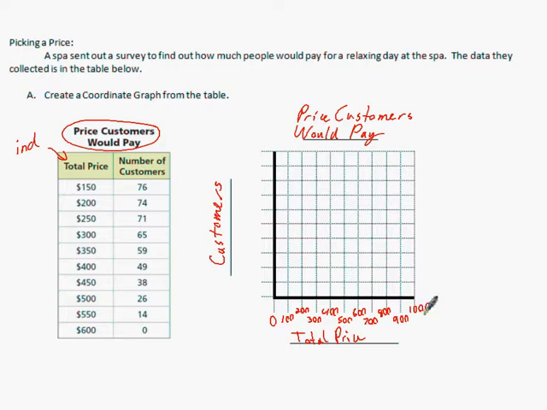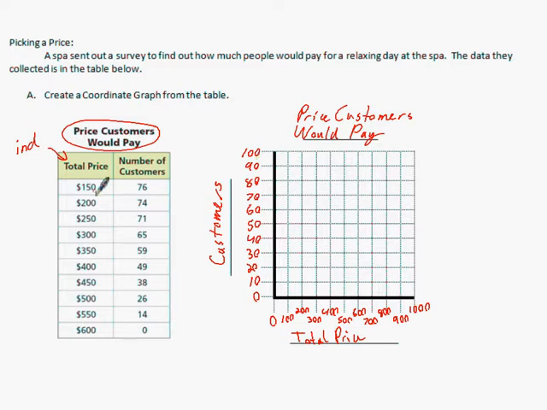Now, number of customers start at 0. Highest number over there is 76. So I'm going to count by tens. 10, 20, 30, 40, 50, 60, 70, 80, 90, 100. And now we're ready to go.